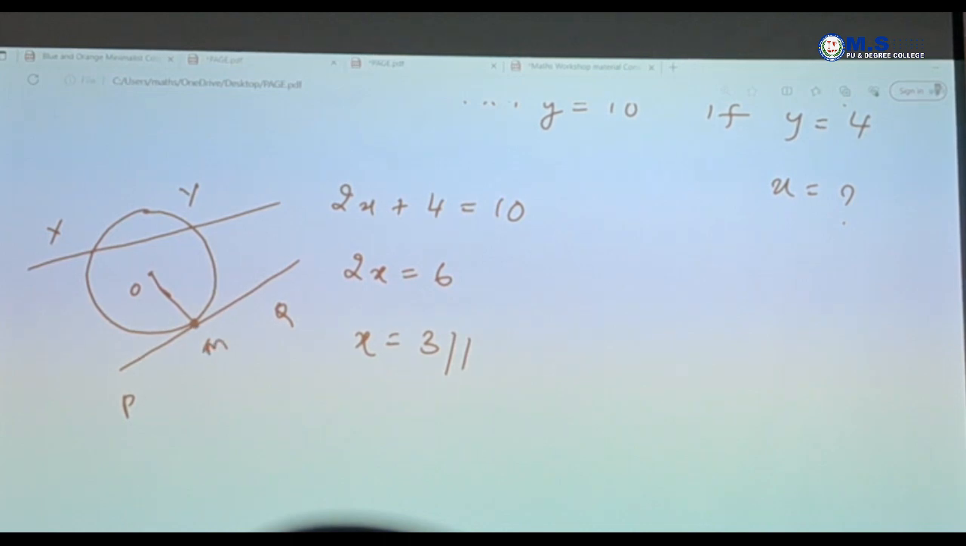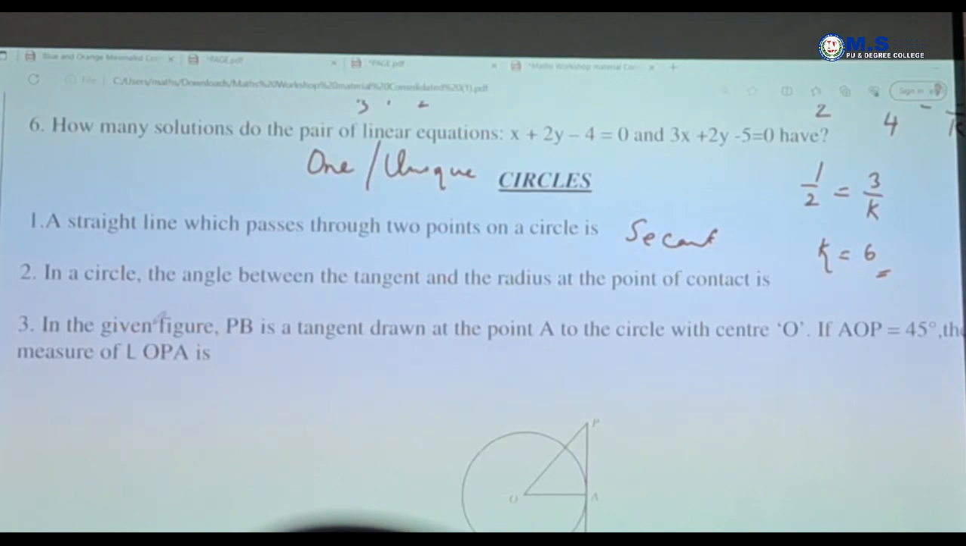This point of contact is there. Now in the examination, if we ask you to find out the secant in the figure, what is the answer? X1 is the secant, what is the tangent? PQ. What is the angle OMQ? Right? Figure based questions will also come from the unit circles. In a circle, the angle between the tangent and the radius is 90 degrees. You can say it is perpendicular.